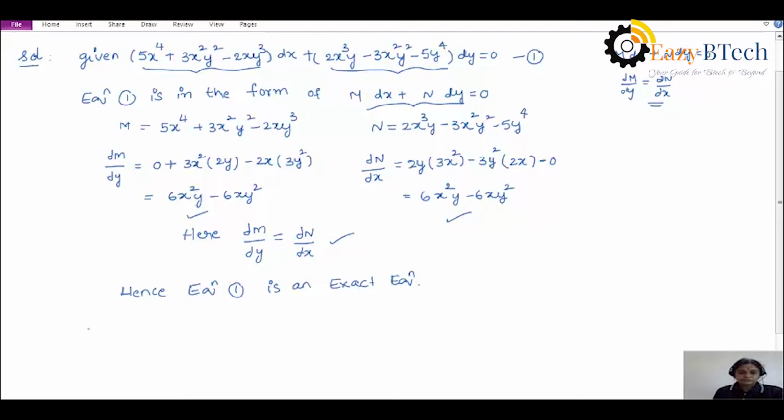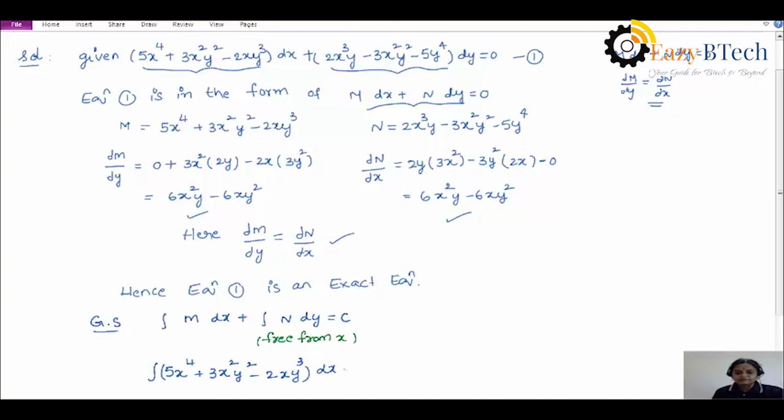Okay, so the general solution. The general solution is ∫M dx + ∫N dy = c. While you are doing integration with respect to N here, the N terms are free from x. Now I am substituting the M and N values here. Then ∫(5x⁴ + 3x²y² − 2xy³) dx plus ∫(2x³y − 3x²y² − 5y⁴) dy = c.